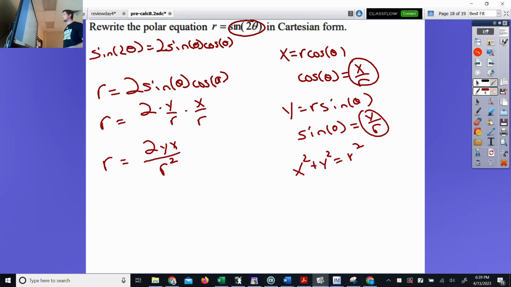Now, I'm going to clear the fraction. I'm going to multiply r squared on both sides.